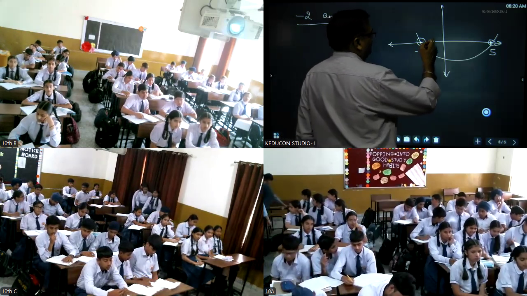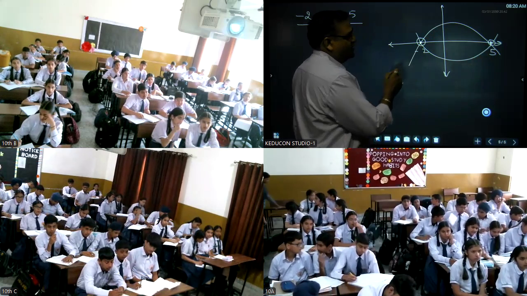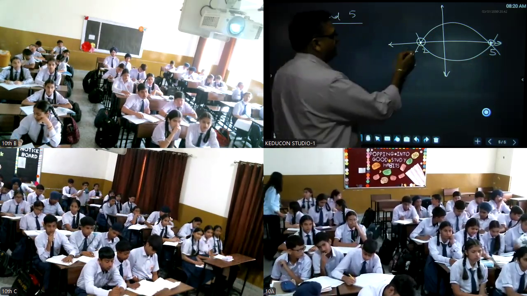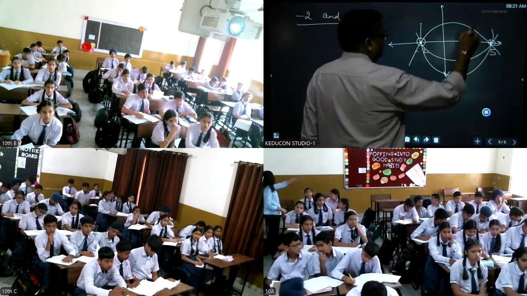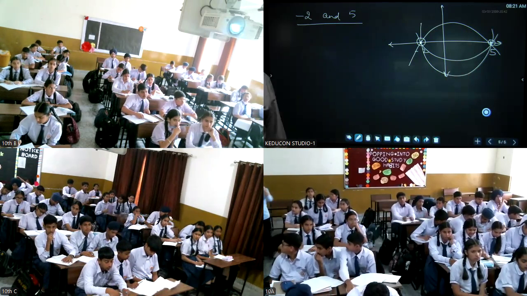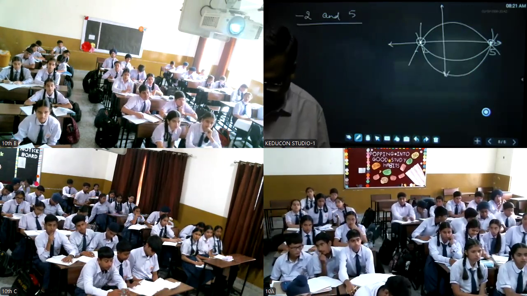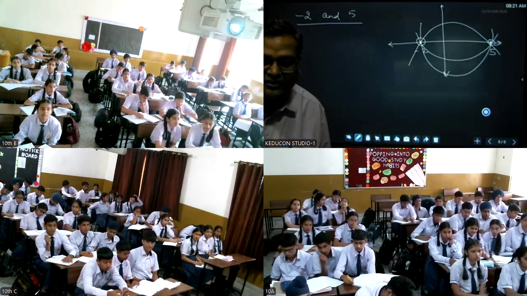This can be the polynomial also whose zeros are minus 2 and 5. There can be other polynomials also. Let's say this is the polynomial. There can be so many polynomials which can have zeros minus 2 and 5. Yes or no, students?